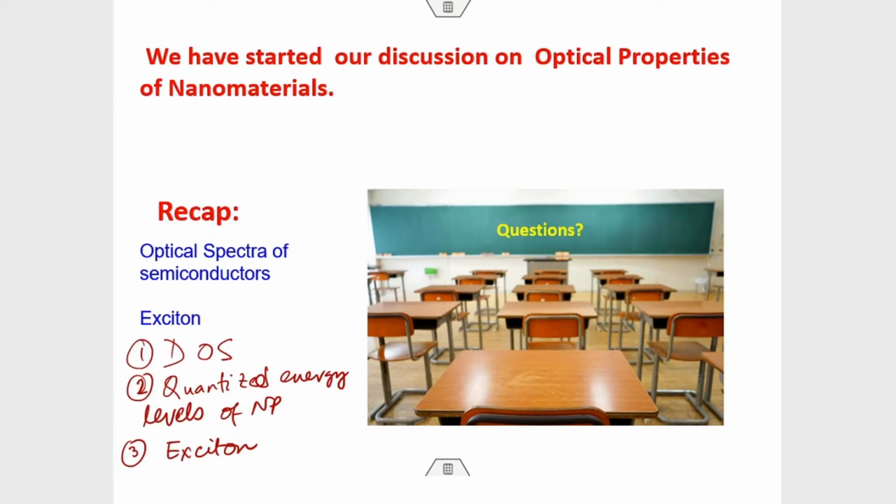But out of these things, the density of states, where the electronic state levels in the valence and the conduction band play the predominant role. At the same time, exciton has an important role in the optical absorption spectra coming at a higher wavelength. Fine. So, that is what we did in the last lecture.